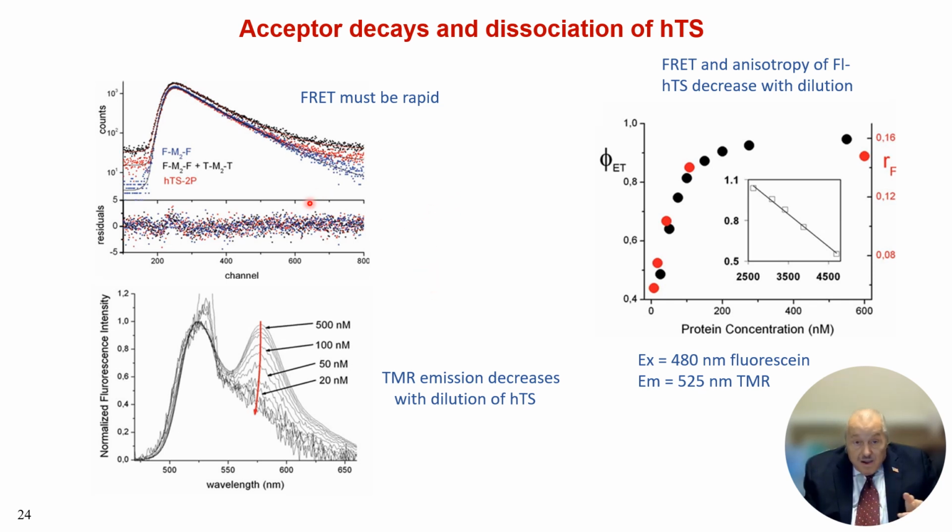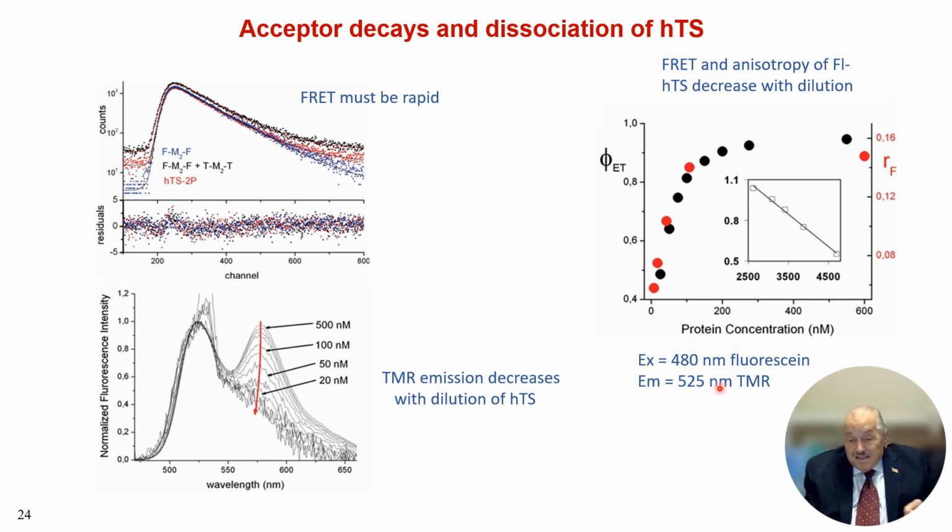The time-resolved decays, unfortunately the authors didn't put the impulse response function here, but the time-resolved decays indicated that the FRET must be rapid, otherwise there should have been a rise time in the decays. But how can you see the subunits dissociating? Well, you just dilute them, and at the highest concentration, you see a lot of the rhodamine due to energy transfer. At the lower concentrations, they dissociate, and you don't see energy transfer anymore.